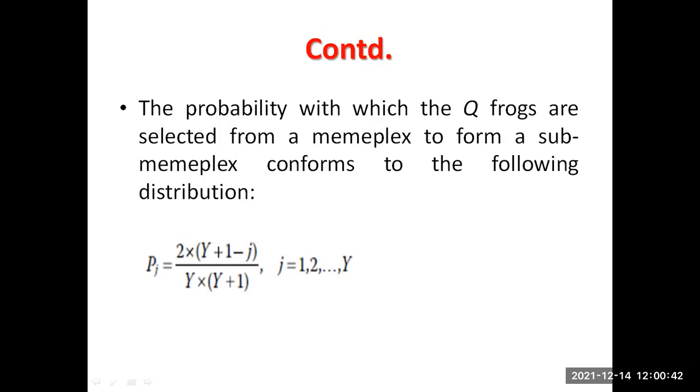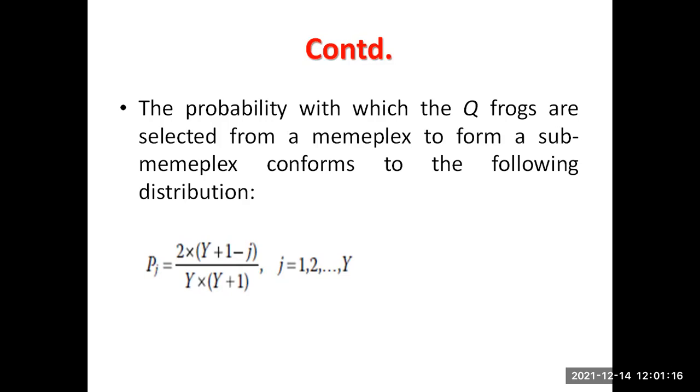So how are we going to distribute this? That depends upon their probability distribution function, which is based on this function: Pj equal to 2 into (y plus 1 minus j) divided by y into (y plus 1), where j varies between 1 and y. This is the ratio you are going to calculate. The frogs having the higher value of Pj will be given the first priority, that yes, you are allowed to form the colony.